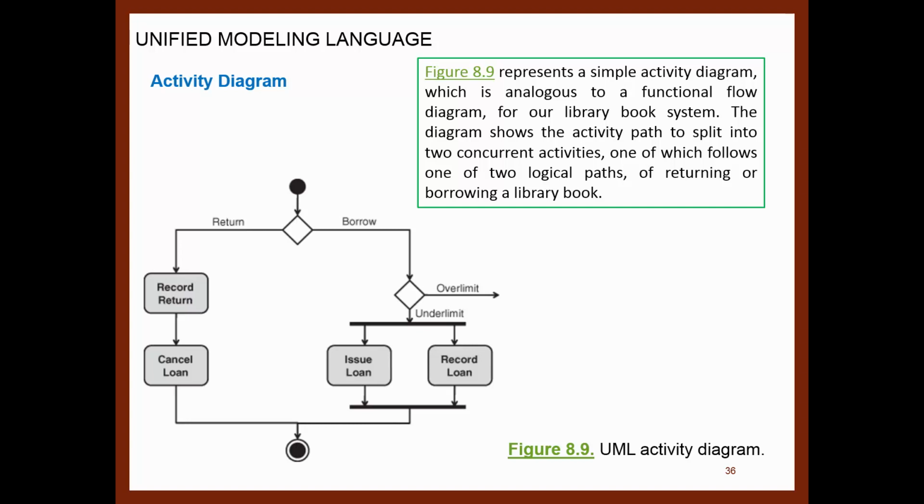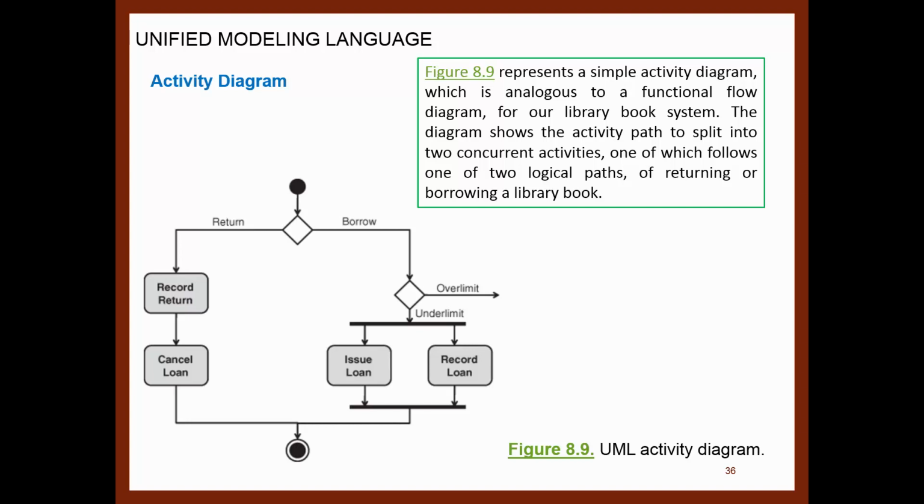So this figure represents a simple activity diagram which is analogous to a functional flow diagram for our library book system. The diagram shows the activity path split into two concurrent activities, one of which follows one of the two logical paths of returning or borrowing a library book.